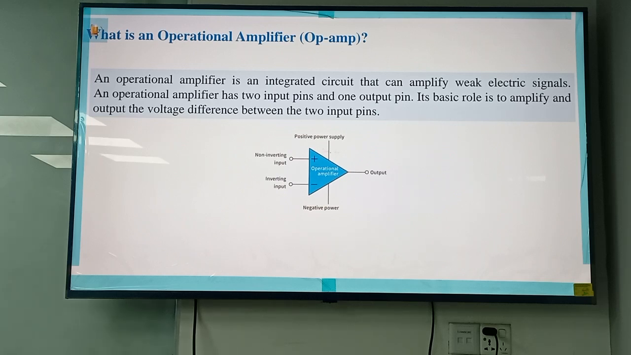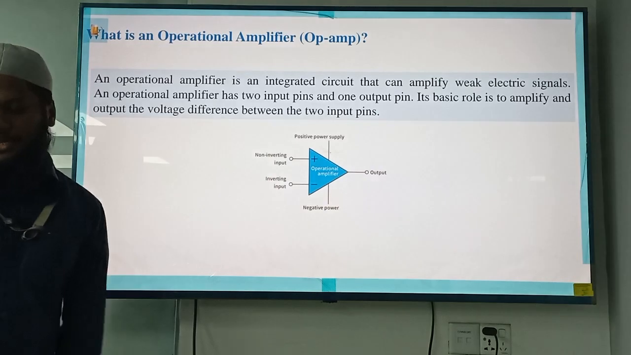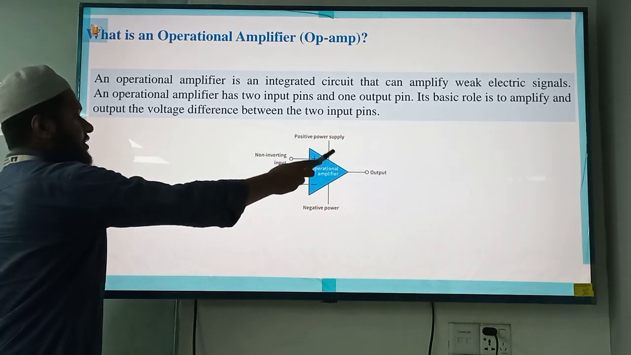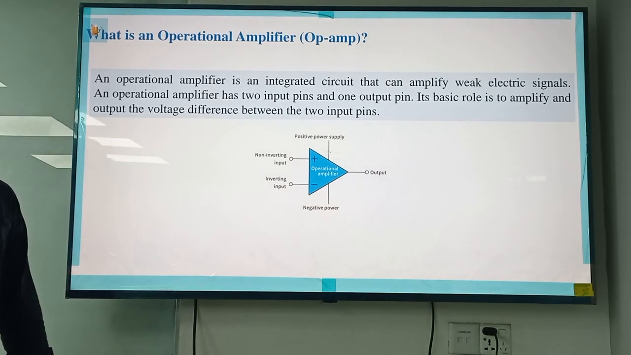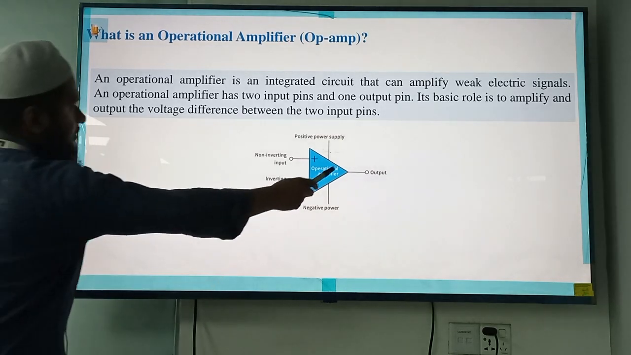And after that, here you have to provide the power supply. This is the positive power supply terminal. This is the negative power supply terminal. You have to ensure the positive and negative power supplies are equal. For example, if you provide plus 15 volts here, you definitely have to provide minus 15 volts there. Okay. Otherwise, the output will not be amplified.